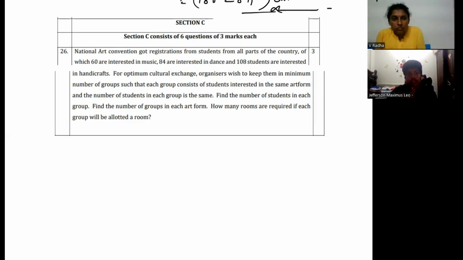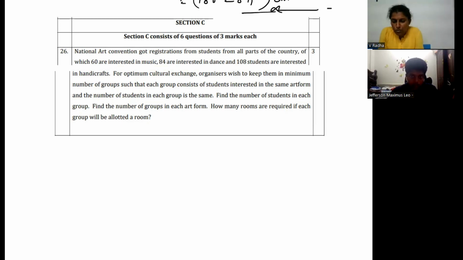National Art Convention got registrations from students from all parts of the country, of which 60 are interested in music, 84 are interested in dance, and 108 students are interested in handicrafts. For optimum cultural exchange, organizers wish to keep them in minimum numbers of groups such that each group consists of students interested in the same art form, and the number of students in each group is the same. Find the number of students in each group. Find the number of groups in each form. How many rooms are required if each group will be allotted a room?